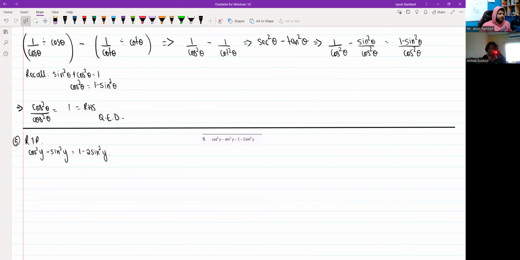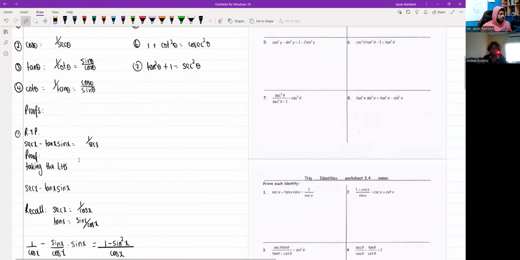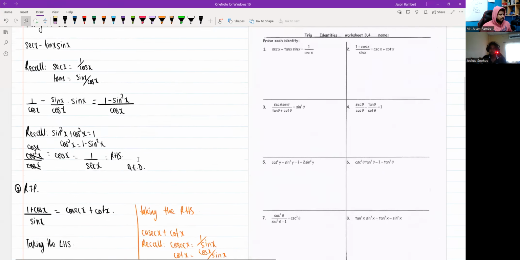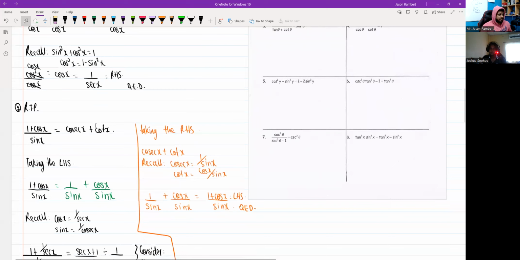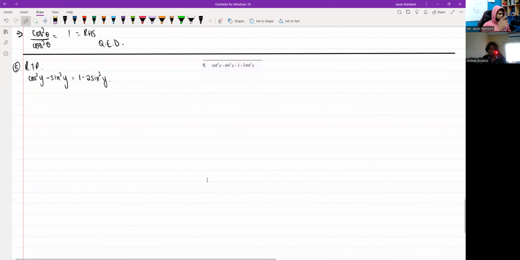Just like in the first one, I could have taken the left and made it equal to the right by looking at the green. Now I have the knowledge of doing that. Or I could have taken the right and made it look like the left. All right, so let me check out this one here.